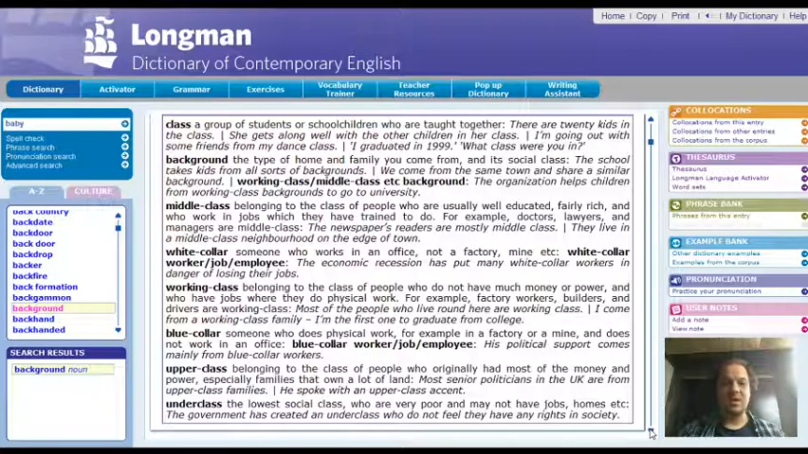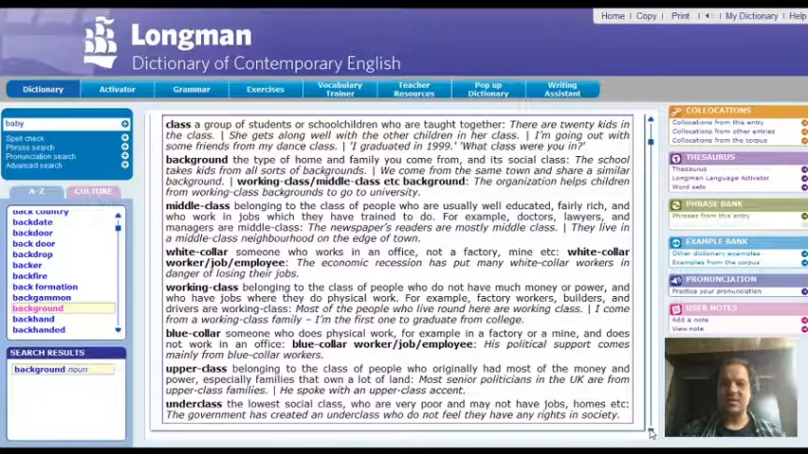Background. So class and background. How is class and background the same thing? The type of home and family you come from, and its social class. The school takes kids from all sorts of backgrounds. We come from the same town and share a similar background. Working class, middle class, etc. Yes, that would be background, but not class as in school.